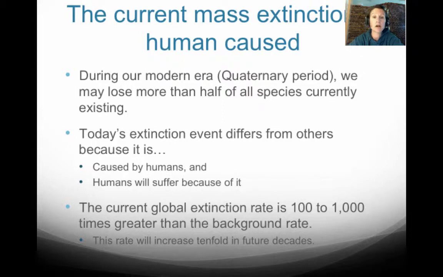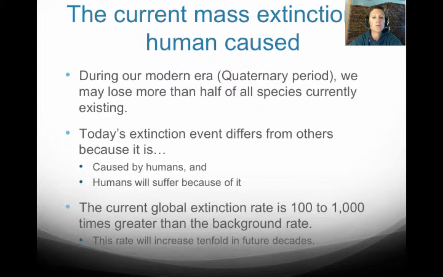Now, during this era, our modern era, which is called the Quaternary period, we may lose more than half of all the species that currently exist that we know of today. Today's extinction event differs from others because, one, it is being caused by humans. The other extinctions happened before enough humans were on Earth for us to really have any kind of a major impact. Also, we are going to be the ones to suffer immensely because of it, and that, of course, has a lot to do with those ecosystem services that we talked about and those reasons for protecting biodiversity.